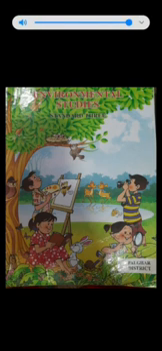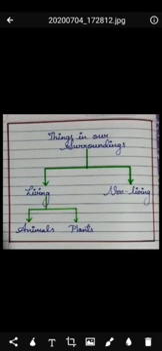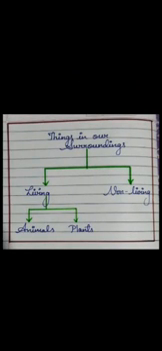Students, in today's EVS 1 class, we are going to revise lesson number 1, our environment. In lesson 1, we have studied that things in our surroundings, that is our environment, are divided in two groups, living things and non-living things. Living things are further divided in two more groups, animals and plants. We human beings come in the group of animals.